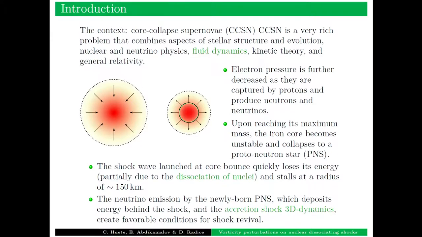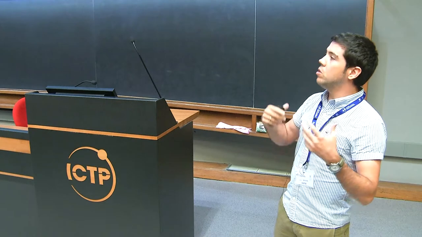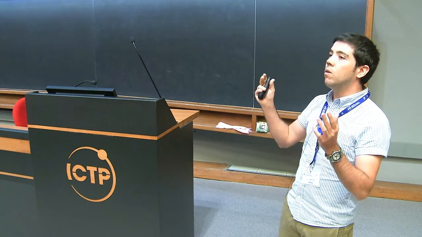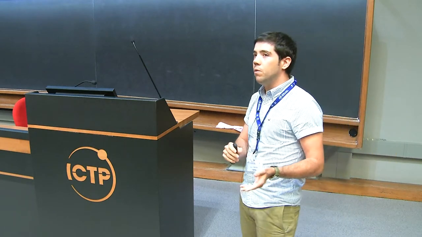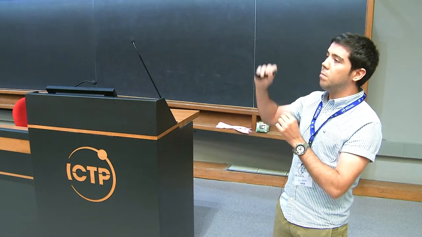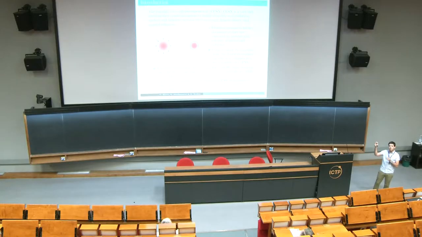of course, there is no pressure to counteract the gravity effects, so it collapses. It collapses supersonically. So from the fluid dynamics point of view, to match the boundary conditions of an infalling supersonic flow with zero velocity at the center, a shock wave is formed. Okay, that's just looking from the fluid dynamics point of view. This shock wave, however, dissociates heavy nuclei, and this is an endothermic reaction.